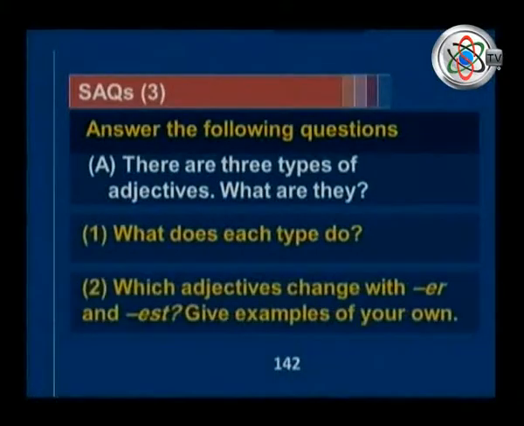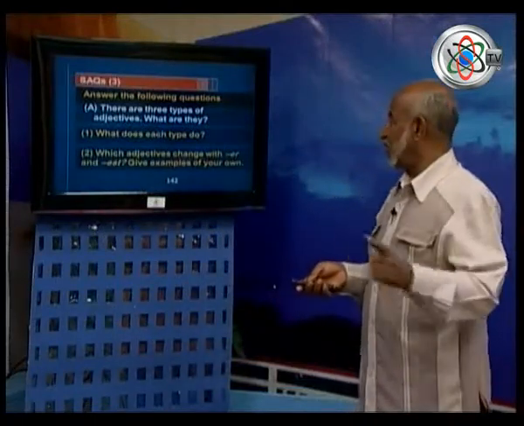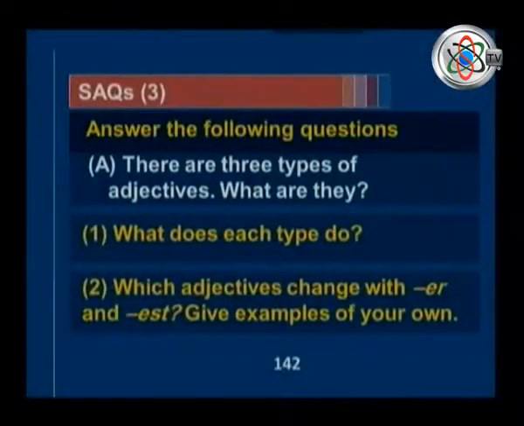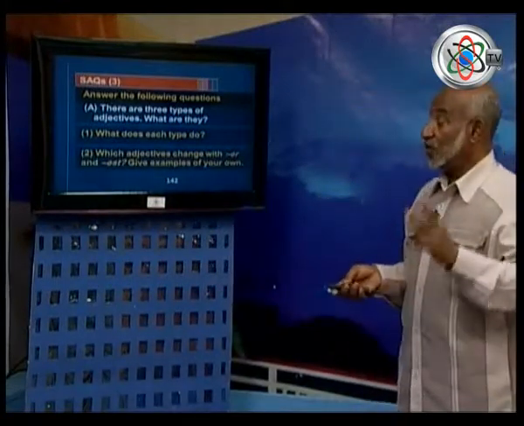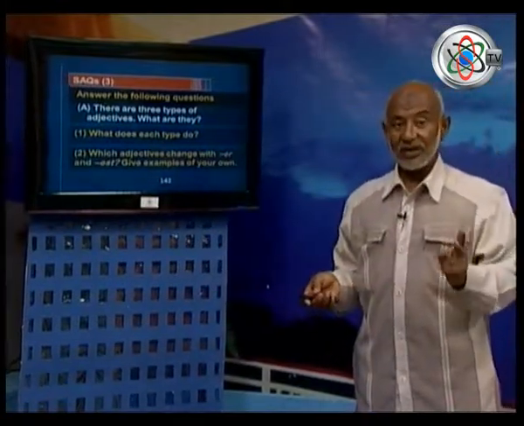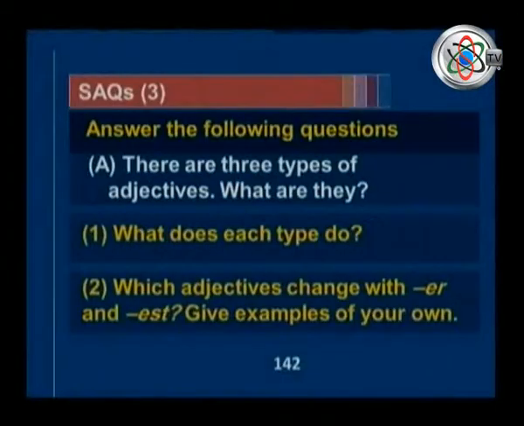And which adjectives change with ER and EST? Again, monosyllabic adjectives change with ER when it is comparative. Tall, taller than. And then the superlative adjective changes to EST with regard to monosyllabic words. Tall, taller than, the tallest. Give examples of your own.